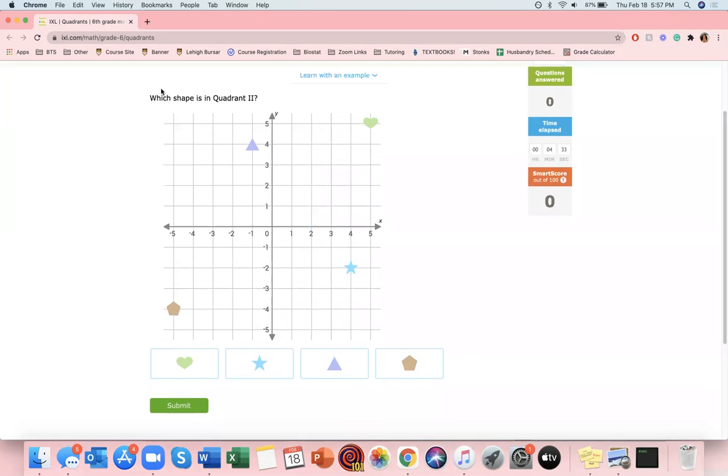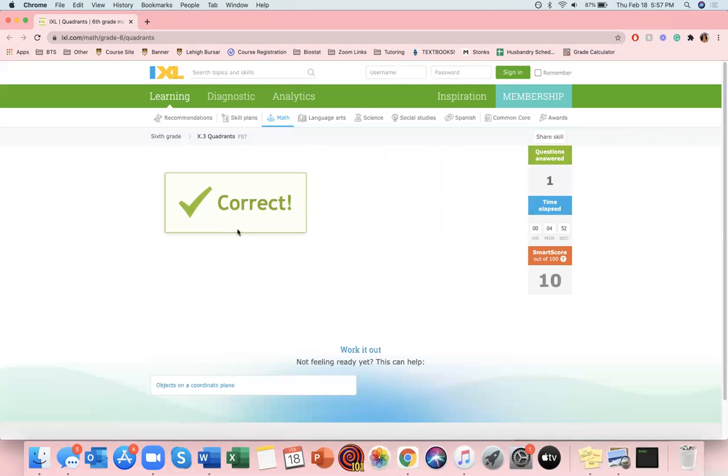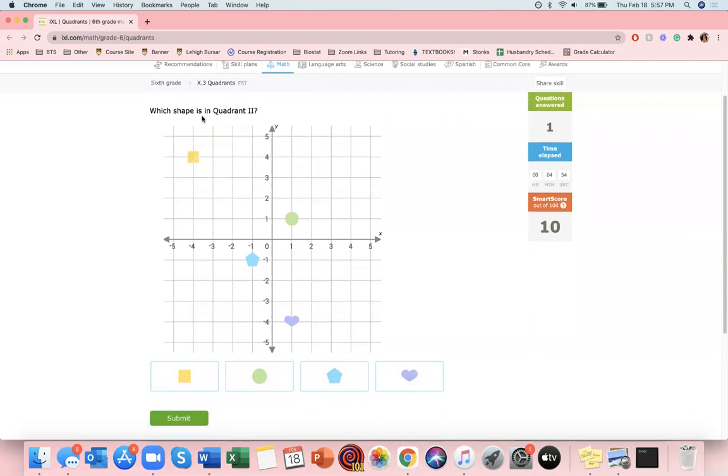All right, so which shape is in quadrant 2? So as we said before, this was quadrant 1, this was quadrant 2, this was quadrant 3, and this was quadrant 4. So as you can see, the shape in quadrant 2 is the triangle.